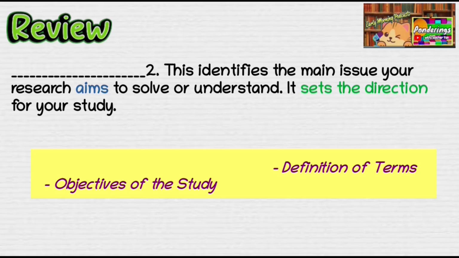Number 2. This identifies the main issue your research aims to solve or understand. It sets the direction for your study. Is it objectives of the study or definition of terms? Alright, the answer is objectives of the study.